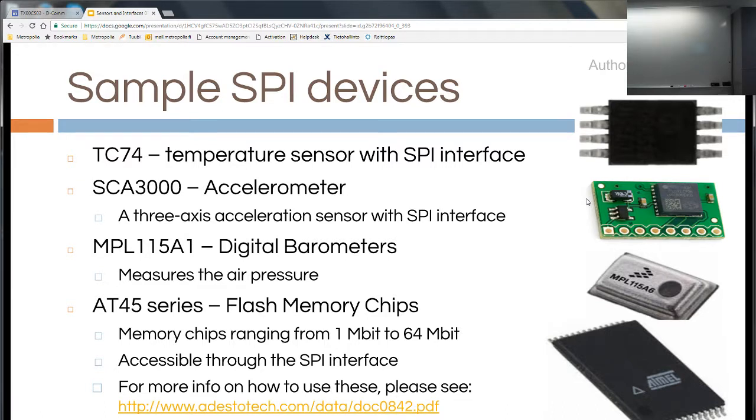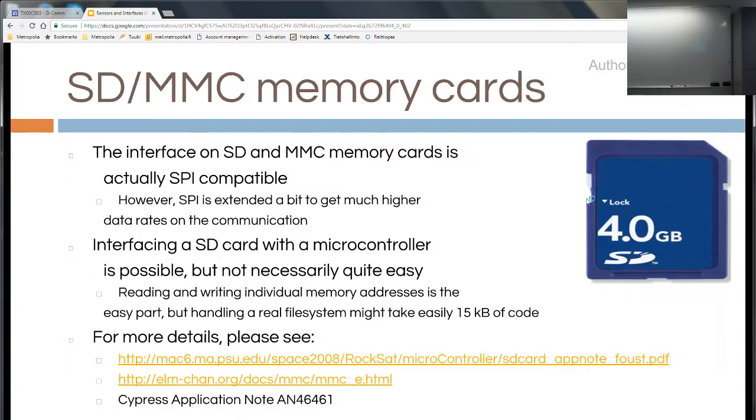Then there's the digital barometer, which was actually, no, that is still in production. Let's see. The logo starts with F. But anyways, and then flash memory chips and that kind of things. And of course, there are these SPI memory cards.